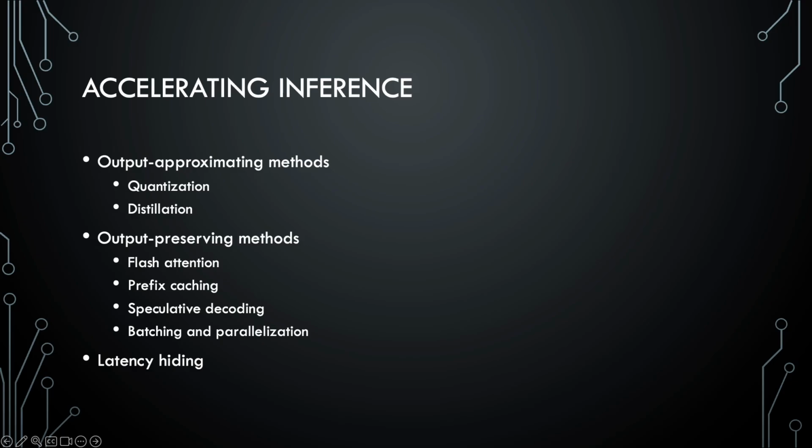Latency hiding is another useful technique where we stream results word by word while still processing the full response. This creates the appearance of faster response times even when the underlying processing time remains the same.